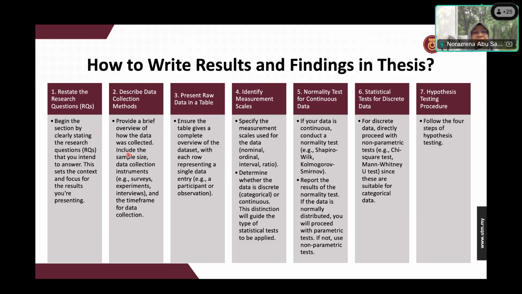All right, and then what you need to do is present the raw data. You said just now you have the pre-test and post-test, so show it in a table. These are my respondents. I have 30 respondents. Don't put the names, just put respondent or student A, B, C, D, E, F, G, H, I. Just name them however you want.